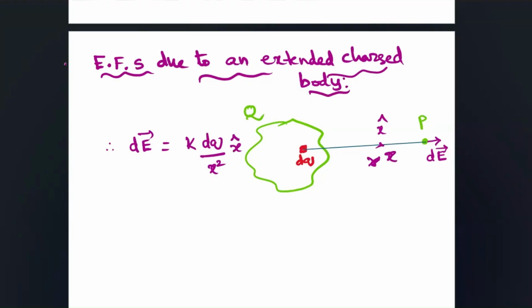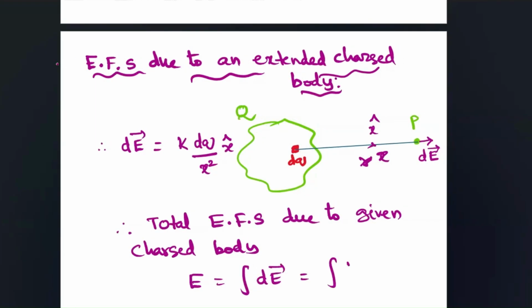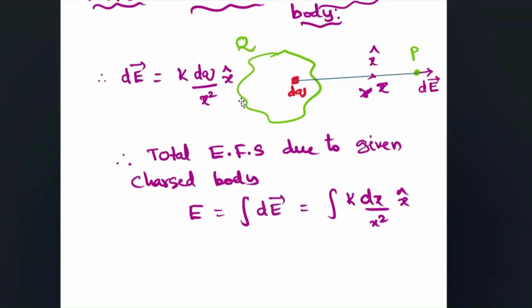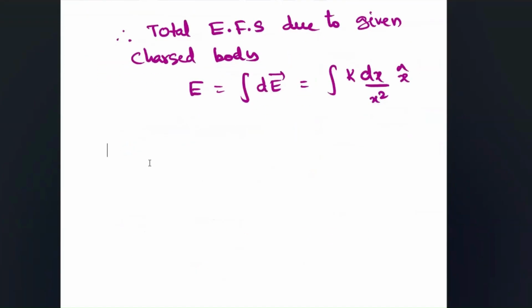This is the basic formula. Therefore, the total electric field strength due to the given charged body: we simply integrate the integral of dE bar. This is equal to the integral of k dq by x square into x cap. Simple case. Now we will take different types of bodies, and then we will touch on them.